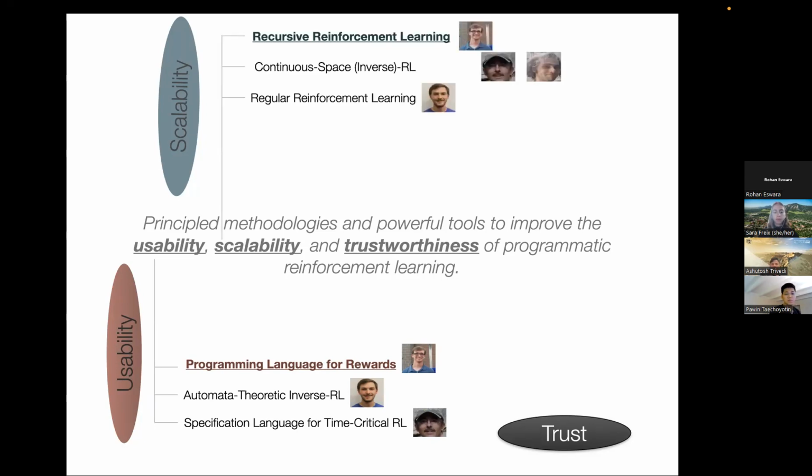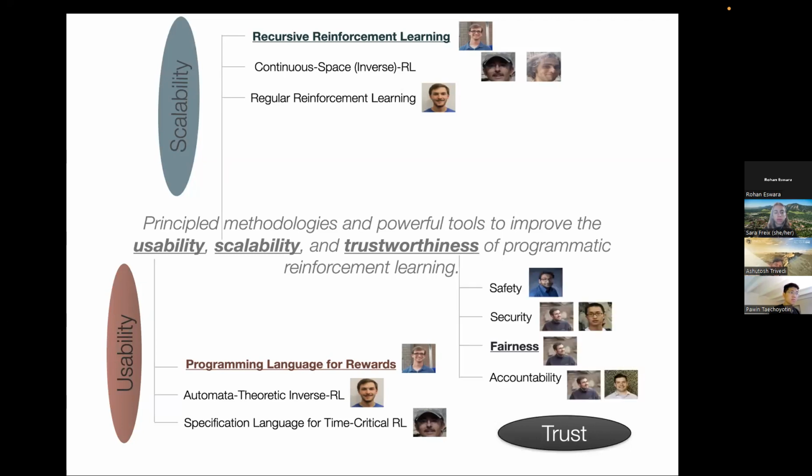With Matteo, we have also been looking into how we bring some of the programmatic structure directly as a first-class citizen inside reinforcement learning. So today I will talk about this recursive reinforcement learning algorithm that extends reinforcement learning from standard MDPs to go beyond, to MDPs with stacks or context-free grammars and so on. There is some other work going on with respect to continuous space inverse reinforcement learning, regular reinforcement learning.